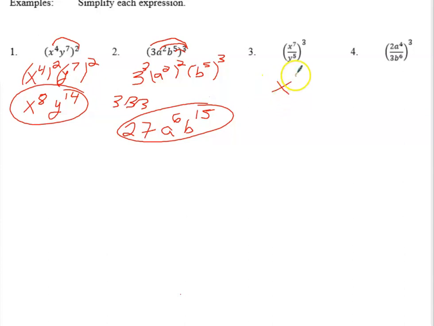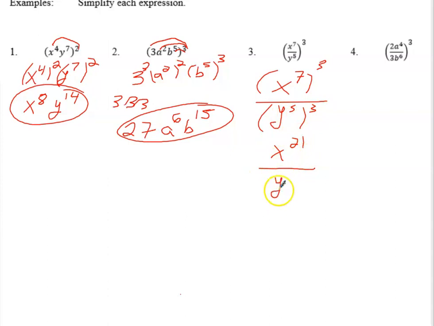For fractions, it's the exact same thing. It's going to be x to the seventh to the third power over y to the fifth to the third power. Again, we have a power to a power, so we're going to multiply. 7 times 3 is 21. 5 times 3 is 15. So our final answer is x to the 21st over y to the 15th.